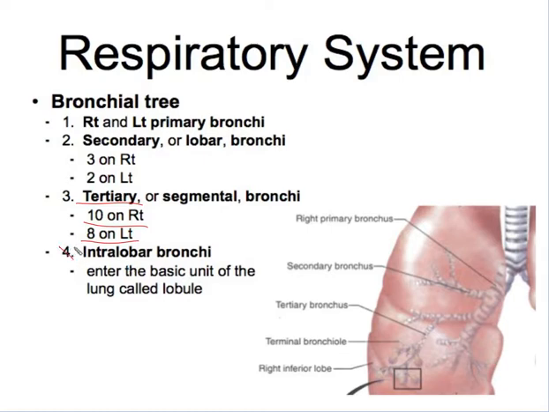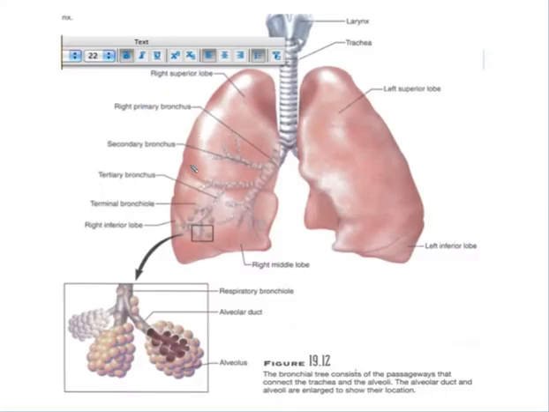I don't worry too much about this portion. You need to know primary, secondary, and tertiary up to this point. Intralobar is kind of icing on the cake. I'm not going to hold you to that one, but just so you're aware. But these are your splits.